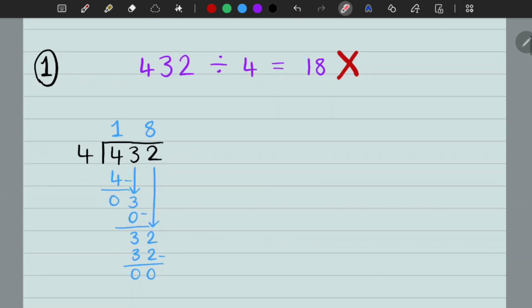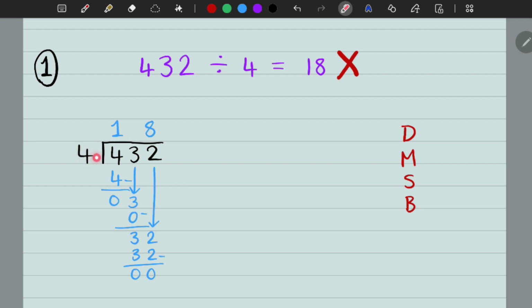Okay, so here we have 432 divided by 4 equals 18, and that is wrong. Let's figure out why. Because here I've got all the workings out that I did whilst making this mistake. So if you have already seen my other videos, then you'll know that I use dirty monkeys smell bad. And that stands for divide, multiply, subtract, and bring down. If you want more explanation on that, then please do check out the videos that I've done on long division. But let's go through this one step by step.